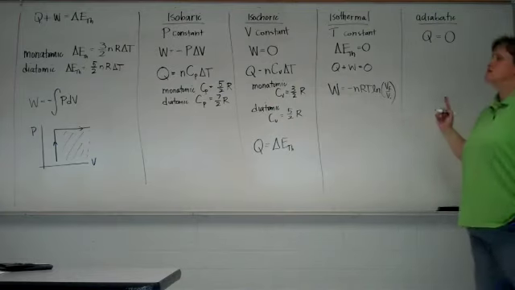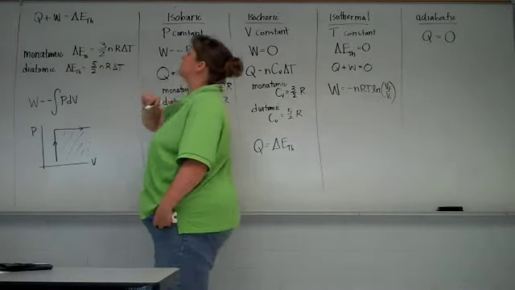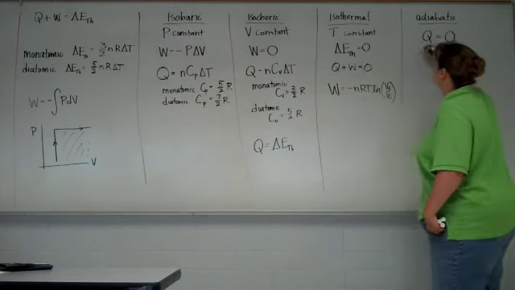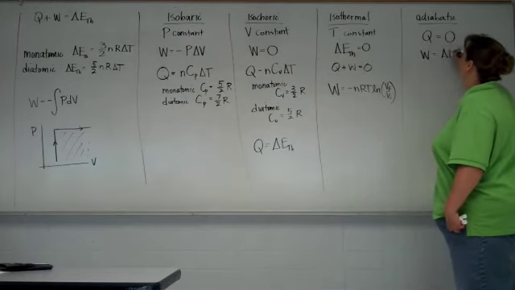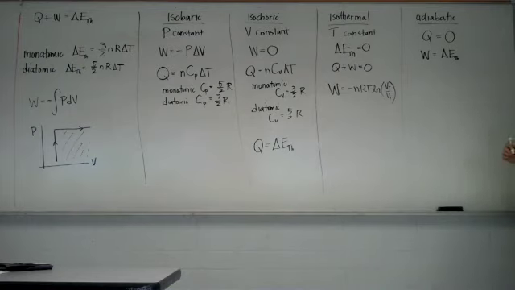That means if Q is equal to zero, then work has to equal the change in thermal energy. It's not very easy to find work by integrating the pressure with respect to the volume, but it is easy to find the change in thermal energy because those equations over there still apply. So if you can find the change in thermal energy, you automatically know how much work has been done.